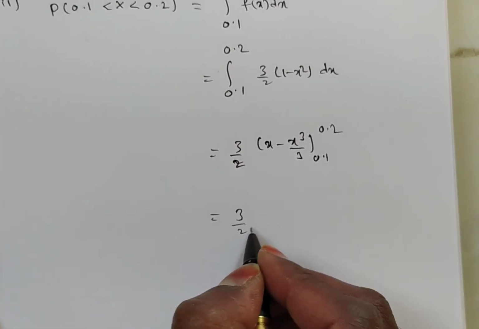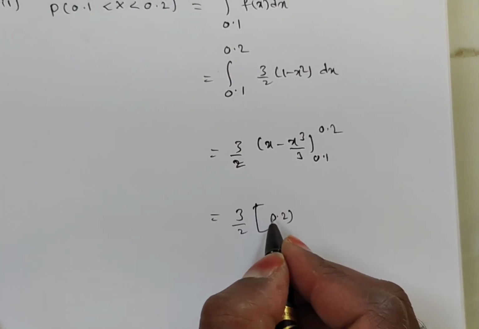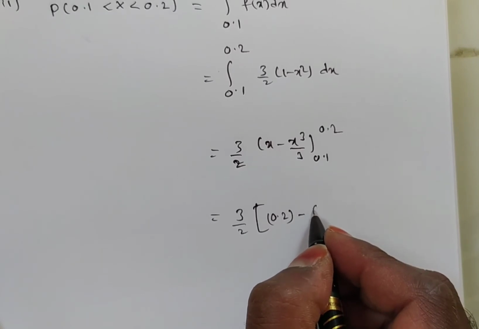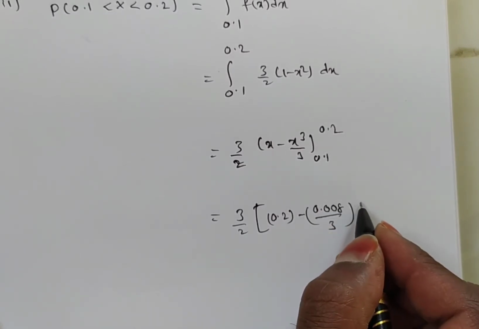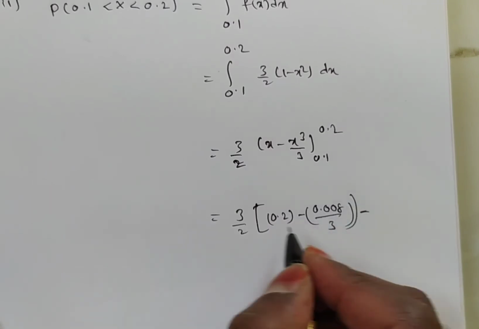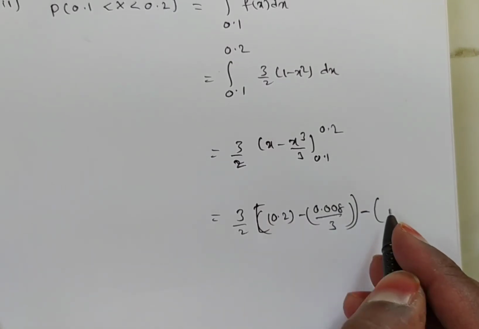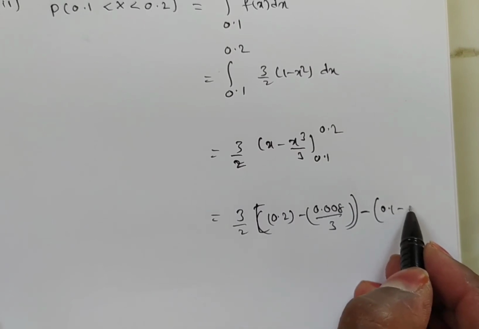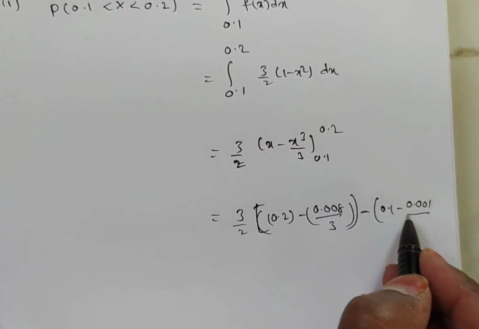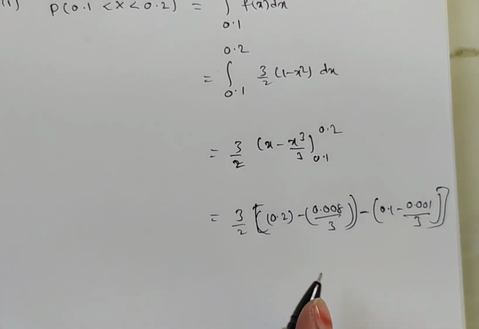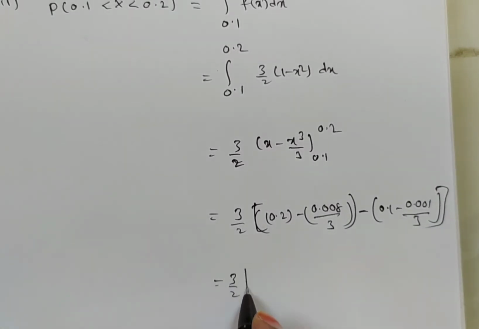3 by 2 times of upper limit 0.2 minus 0.2 whole cube is 0.008 by 3. Now minus lower limit. Lower limit is 0.1 minus 0.1 whole cube means 0.001 by 3. Now on simplifying here, 3 by 2 times of 0.2 minus 0.1 is 0.1.